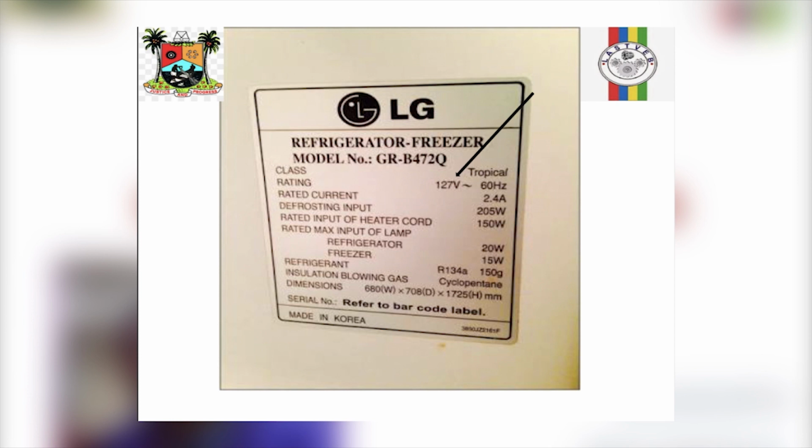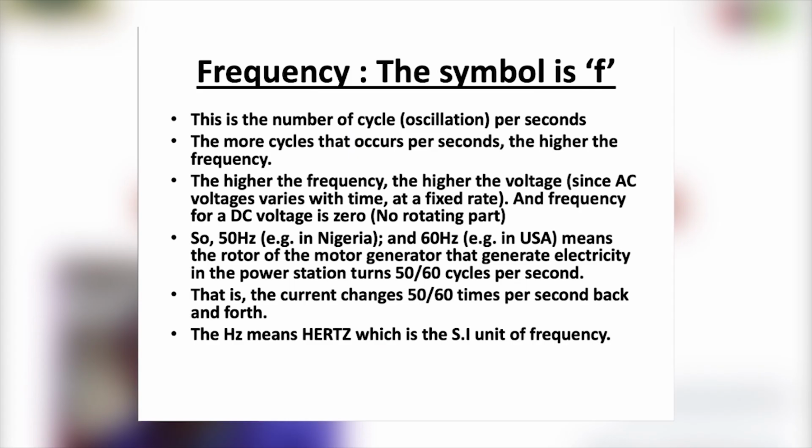Now, let's move to the second one, the frequency. The symbol is F and is the number of cycles or oscillations per second. The more cycles that occur per second, the higher will be the frequency. So it means as the frequency increases, the voltage likewise increases. And this depends on the rotation of the motor generator that is used in generating electricity.